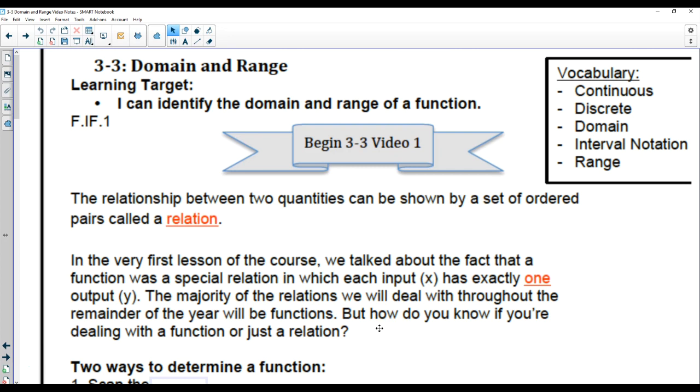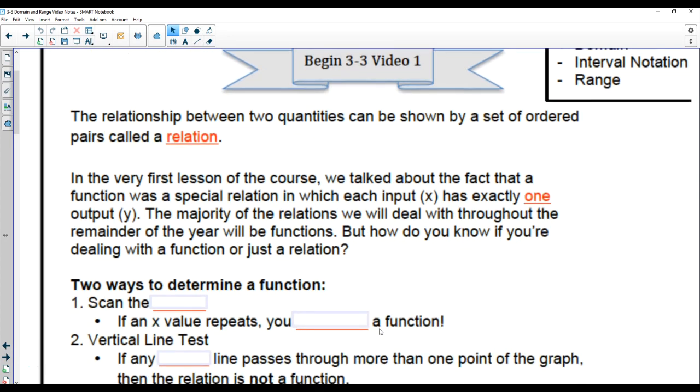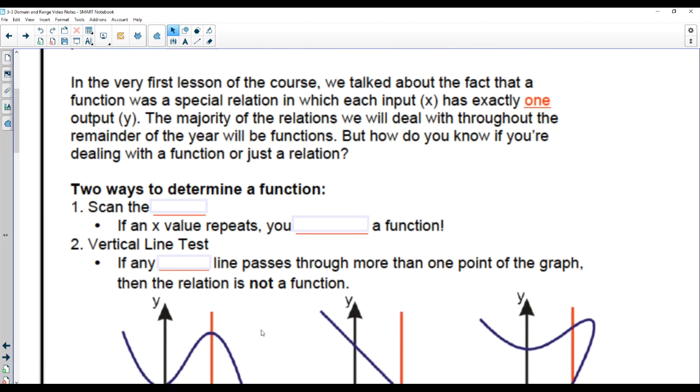Most of the relations that we are going to work with this year do end up being functions. But what we're going to talk about right now is how do I know for sure? I can't just assume because there are relations that aren't functions. So there's a couple different ways we're going to talk about. First is to scan the domain.